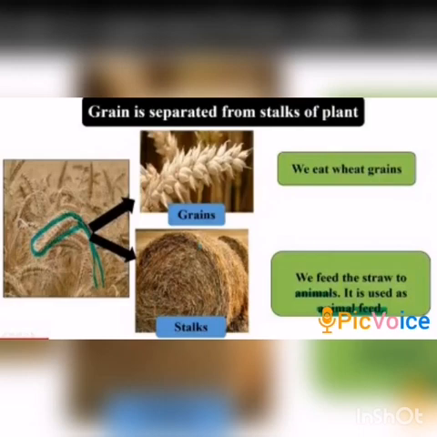In this separation method, we use both the components, that is grains and stalks. The grains are used for food. The stalks are used as food for the animals. We feed the straw to animals. Paddy is also like that. Paddy is also separated from its stalks by this threshing method.